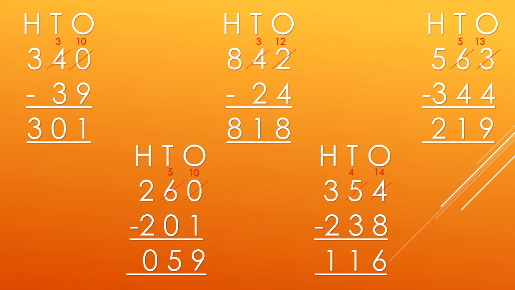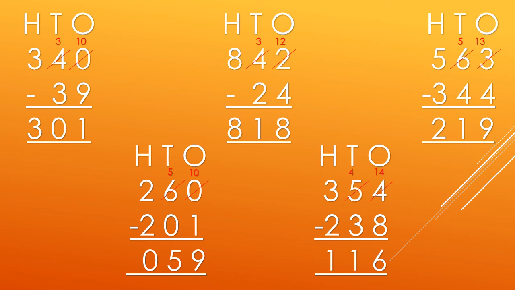Next example is 260 minus 201. So let's start from ones. We cannot subtract 1 from 0, so we will borrow. We will borrow from tens. So in tens, 6 becomes 5 and in ones, 0 becomes 10. So 10 minus 1 is equal to 9.